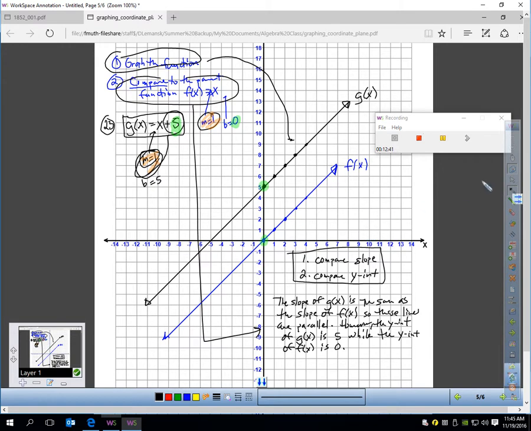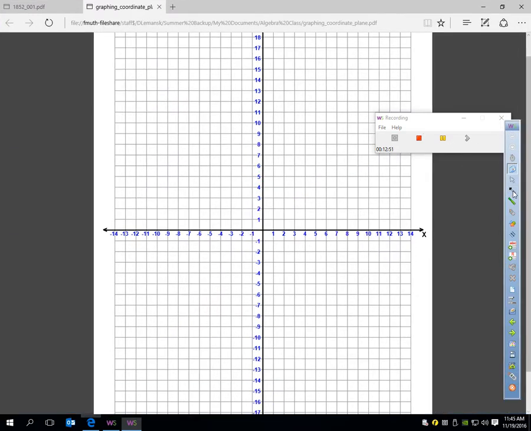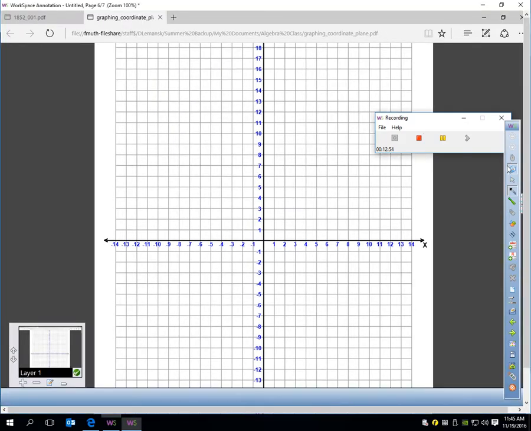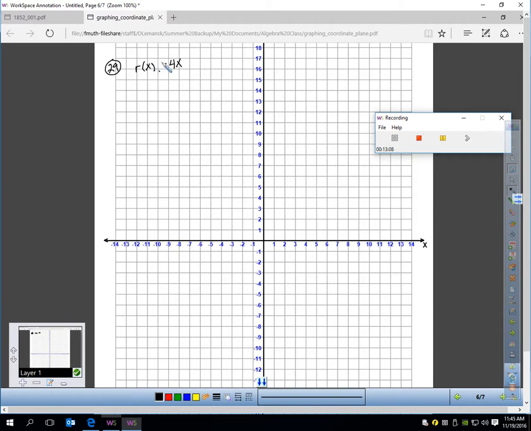Let's quickly do one more just for another example. Let's go to number 29. Question 29, they want me to graph r of x equals 4x. So let's write that down. R of x equals 4x. And then they want me to compare this to the parent function. So r of x equals 4x, and then we got to compare that to the parent function.